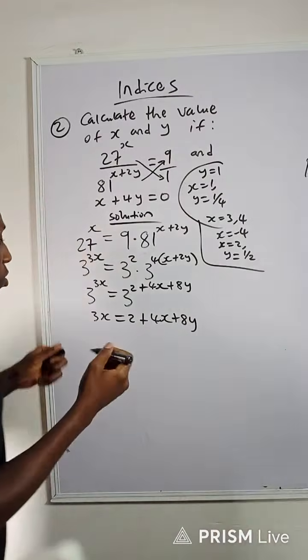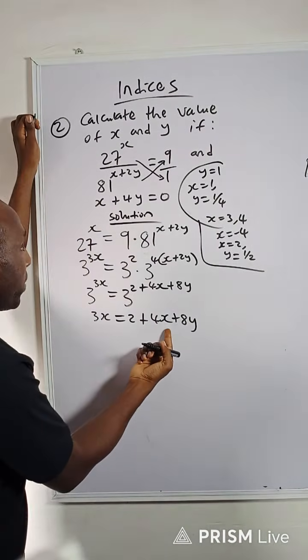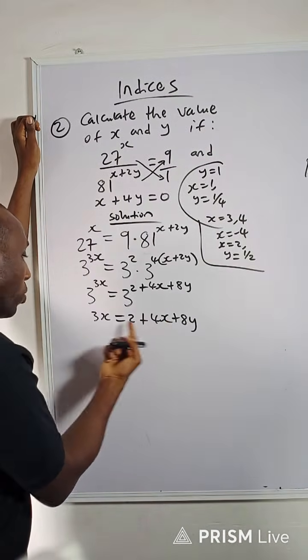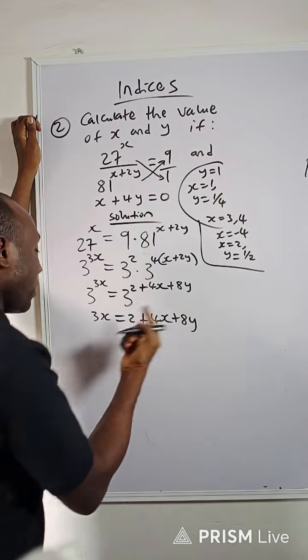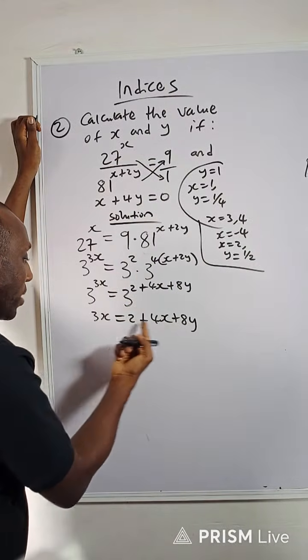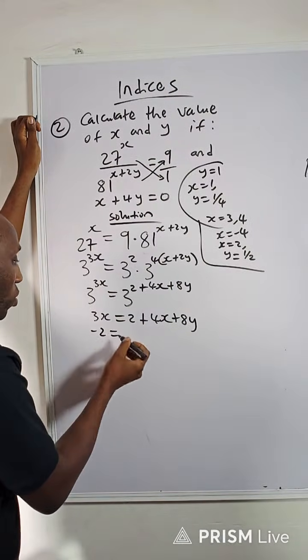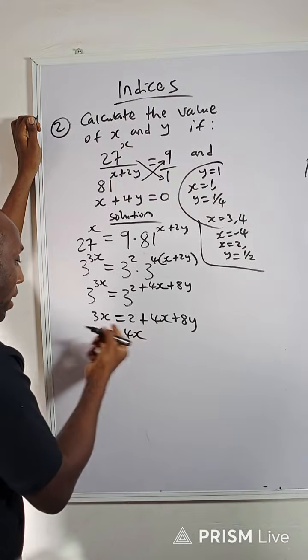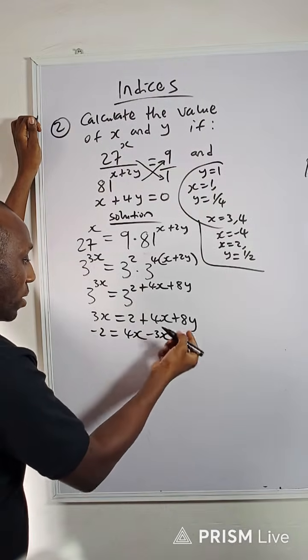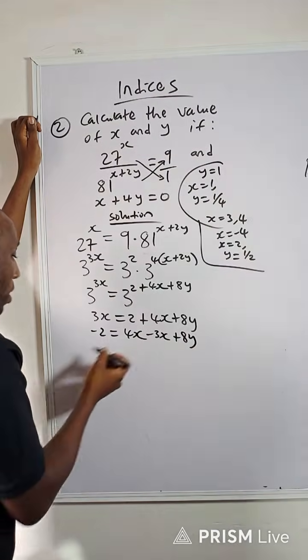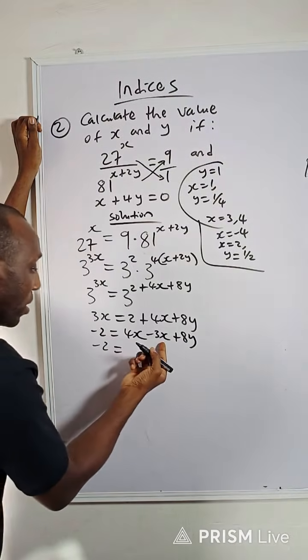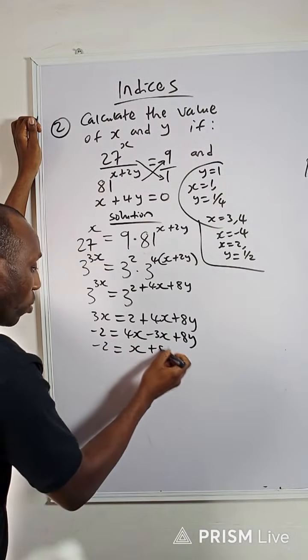No worries at all. So what do I want to do? Because I want to just make x positive, I'll just leave 4x here. Again, any method is fine. Move 3x to the right-hand side, move 2 here. So you have minus 2 is equal to what? 4x. And then move this over, you have minus 3x. And what? Plus 8y. You see what I'm doing? So minus 2 is equal to 4x minus 3x is just x, and plus 8y.